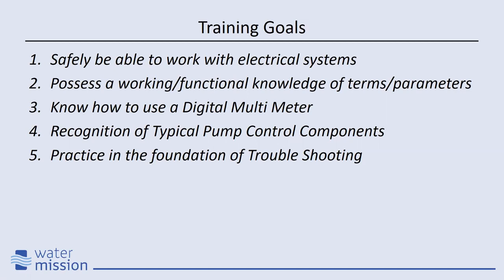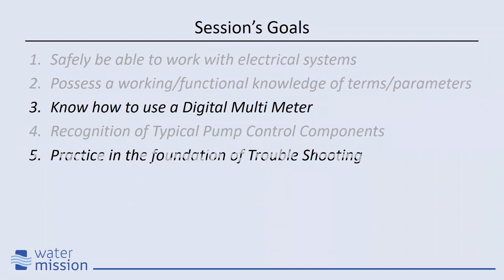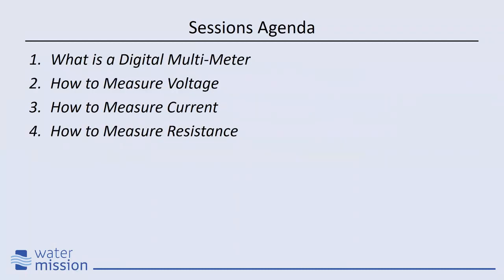We need to use the knowledge that we just gained in the previous session of the terms and parameters, current, volts, resistance, in order to know what we're measuring and how to measure things using our multimeter. Multimeters are also very important to the troubleshooting of electrical systems.